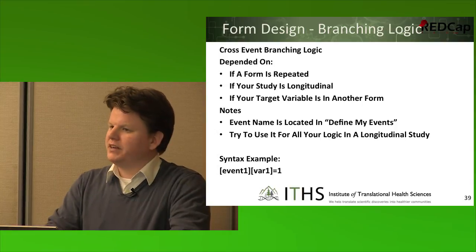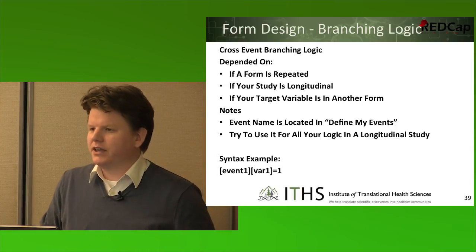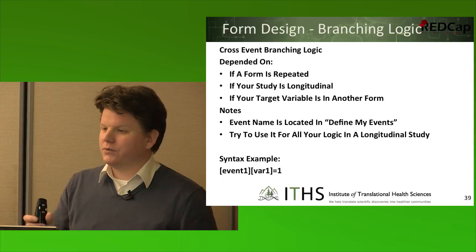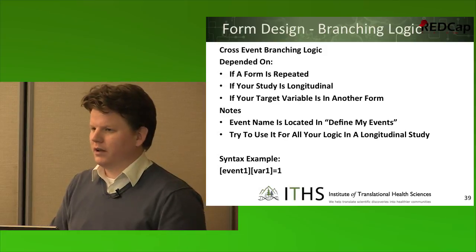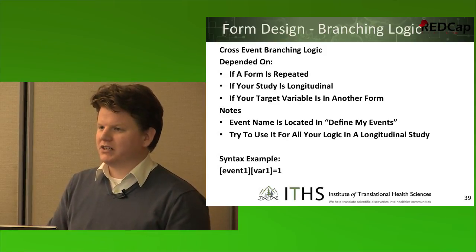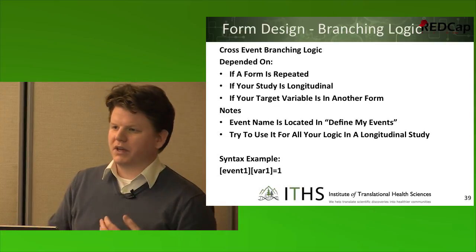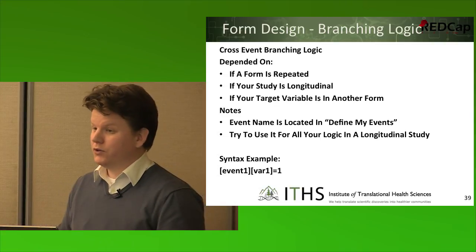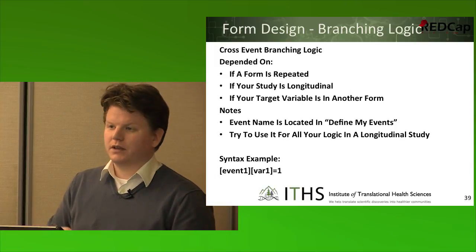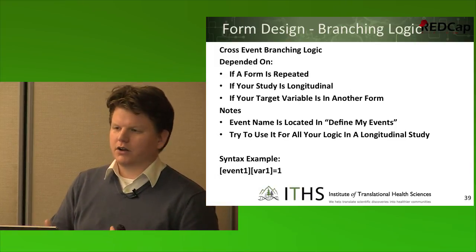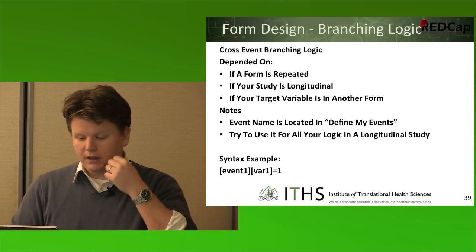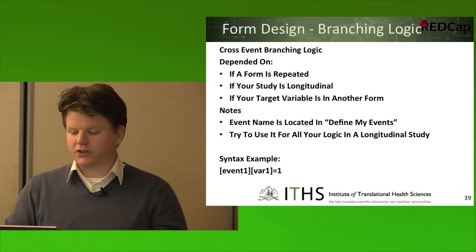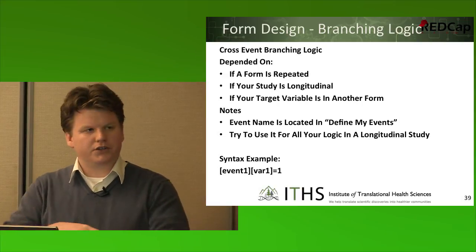So if you don't know what your event name is, you can always find that out in the Define My Events tab in REDCap. The very last column of that page will have a list of auto-generated event names that REDCap uses. It's usually in the form, let's say you name it baseline underscore arm underscore 1 if the baseline is in the first arm. You have a second baseline in arm 2, it will be baseline underscore arm underscore 2. So it makes a logical assumption on how to name it, but yeah, you will need to be aware of that. So try to use it for all your logic in longitudinal studies, especially if you use cross-event logic.